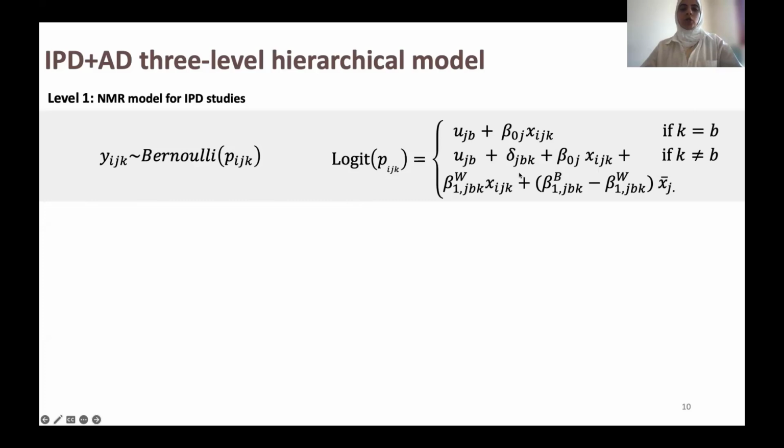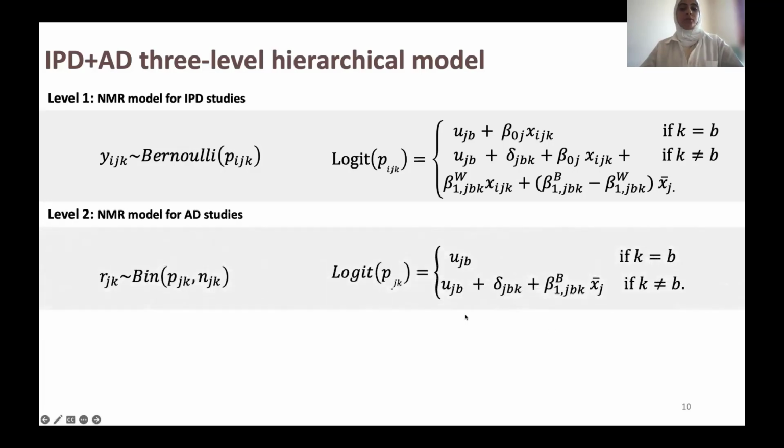And here we can adjust the relative treatment effects, deltas, for the covariates by adding the 3 different parameters: beta 0, which adjusts for prognostic effect; beta W, the within-study treatment-covariate interaction at individual level; and beta B, which quantifies the interaction between the relative treatment effect and the mean covariate across studies.